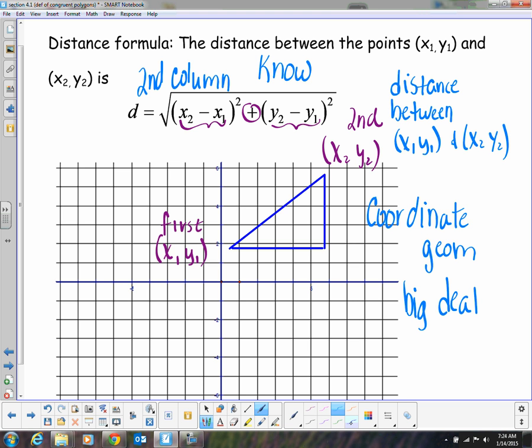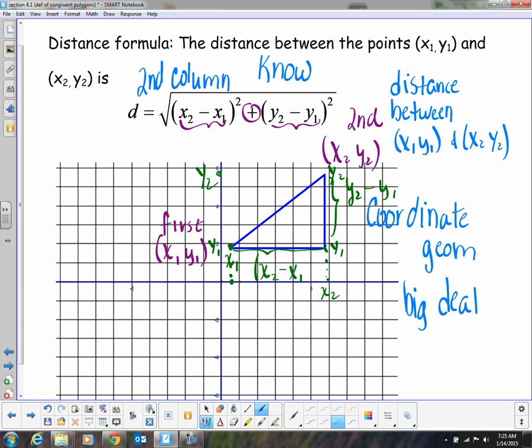Now, what we learned in the very beginning of the year, this is x1, right? That's my first x. And this is my second x. So we learned in the beginning of the year, if you want to find the length of a segment, it's going to be the right minus the left. That's that length. This point is y1 high. So this would be y1, and this point happens to be y2 high. So if you wanted to find this length, it would be y2 take away y1.